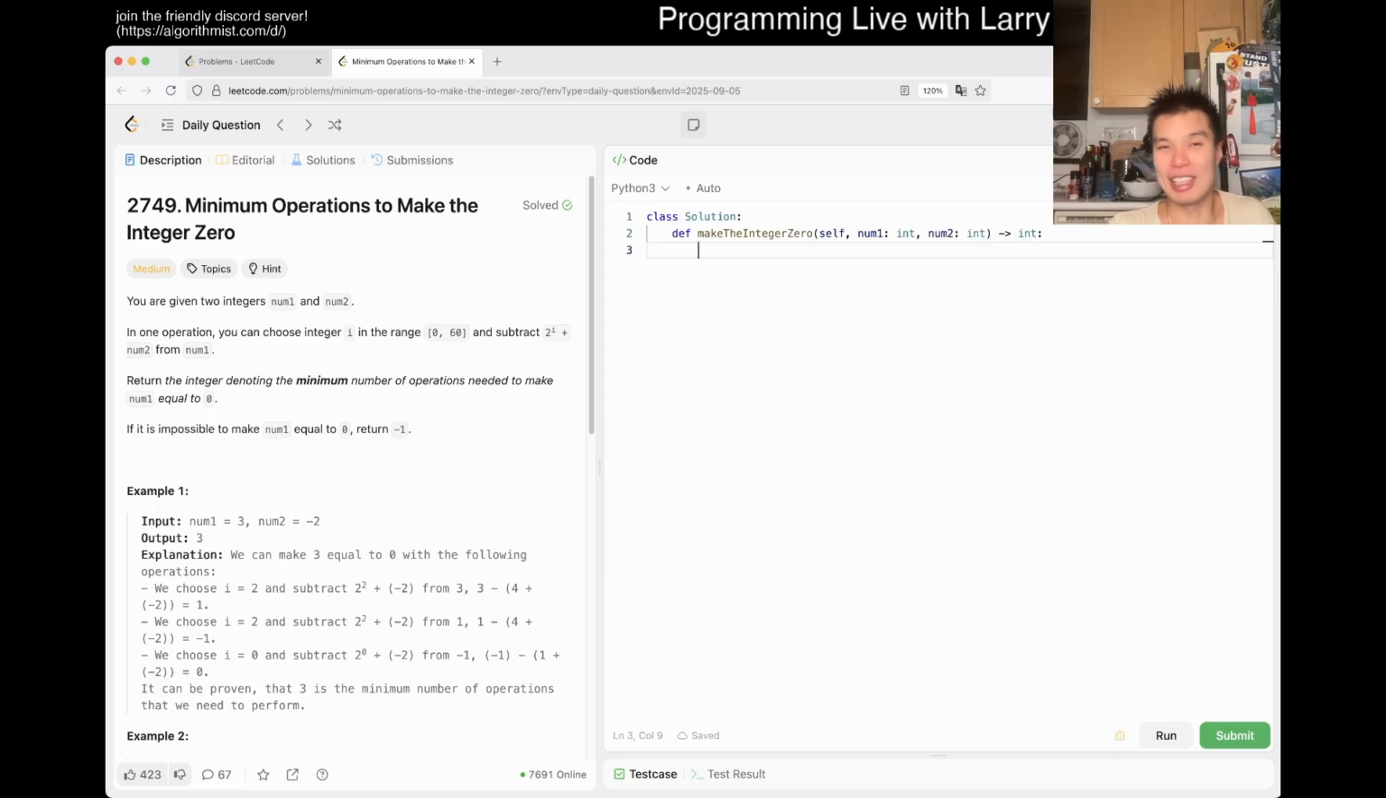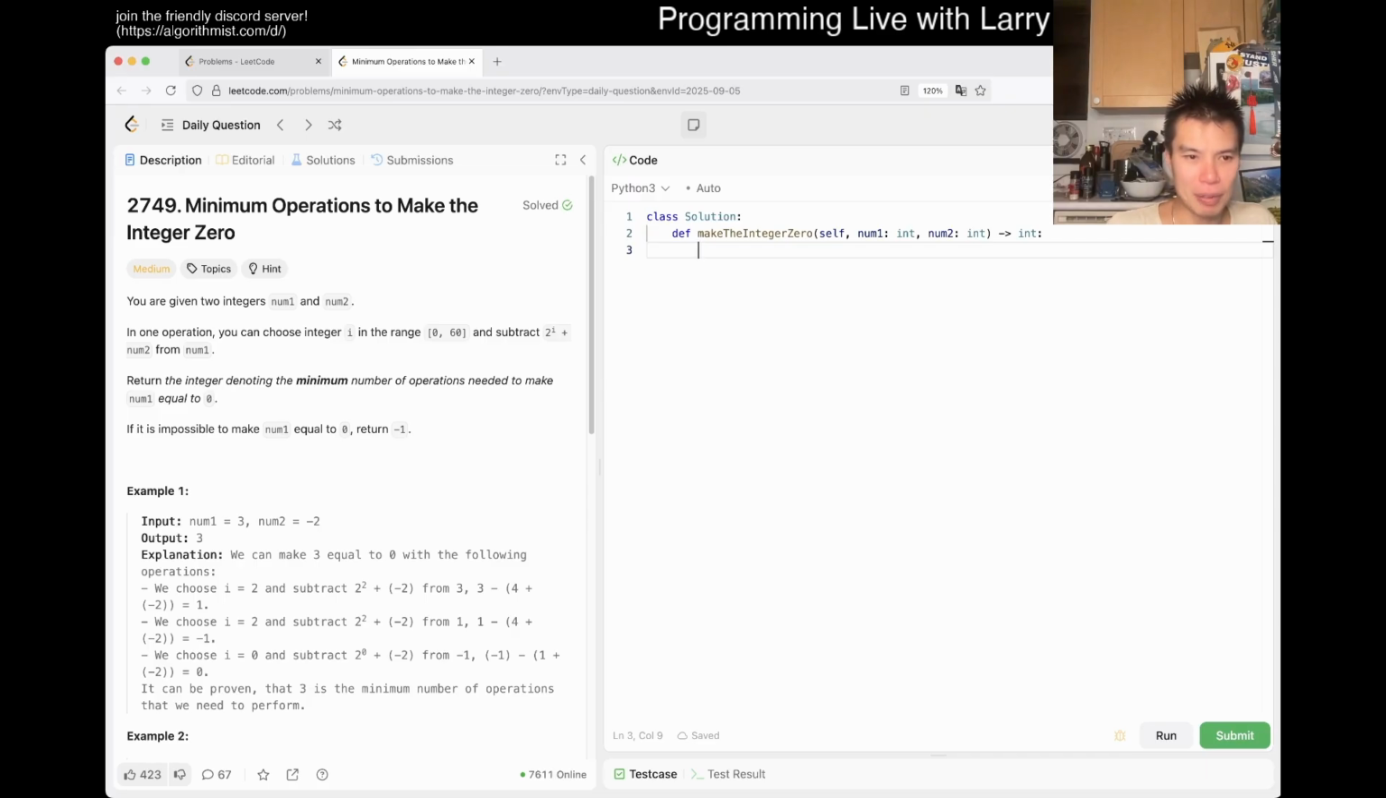Anyway, let's take a look at today's problem. We have 2749, Minimum Operations to Make the Integer Zero. You're given two integers, num1 and num2. In one operation, you can choose an integer i in the range 0 to 60 and subtract 2 to the i plus num2 from num1. Return the integer denoting the minimum number of operations needed to make num1 equal to 0. If it's impossible to make num1 equal to 0, return -1.